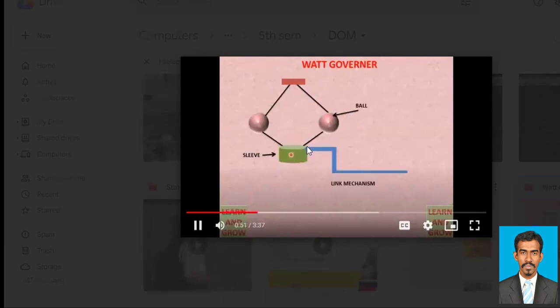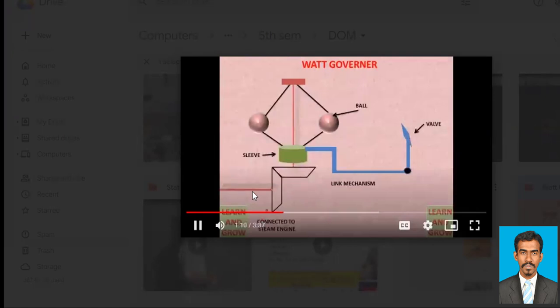This link is connected to the valve which controls the fuel supply, and this is the shaft. This shaft is connected with the gear, which will be connected to the lever here.